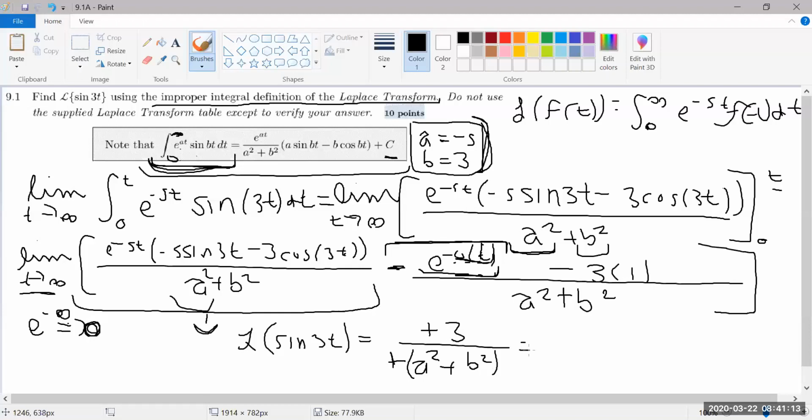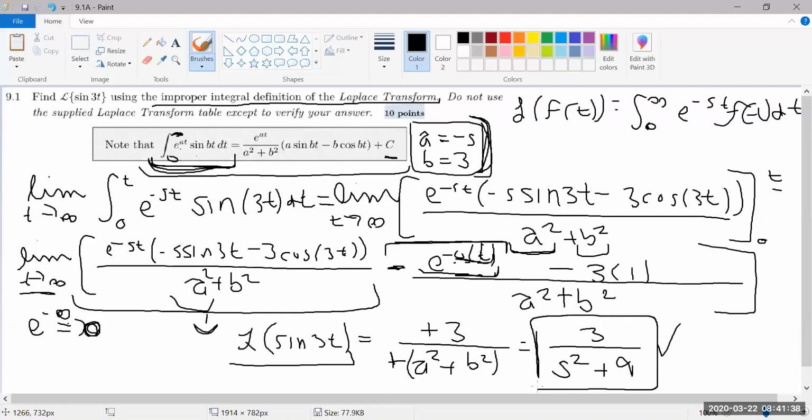And we can say that the Laplace transform of the sine of 3t equals 3 over, and then go ahead and apply this substitution, negative s squared, which goes to a positive s squared, plus 9, which if you were to use a table of Laplace transforms, you should get this as well. So hopefully that made sense. This one was a little bit harder, but really just because there were so many terms going on. Let me know if you have any questions.